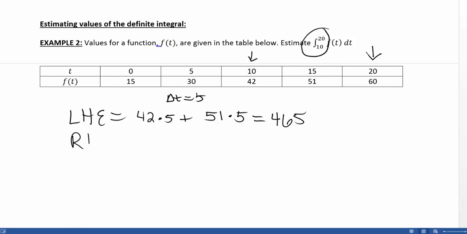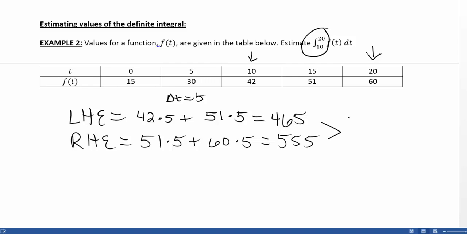Now for a right-hand estimate, we're going to do the same thing, only now we're going to be picking the rate on the right. So from 10 to 15, if we pick the rate on the right, that's 51 times 5, plus 15 to 20, we pick the rate on the right, which is 60 times 5. We add those up, and we get 555.